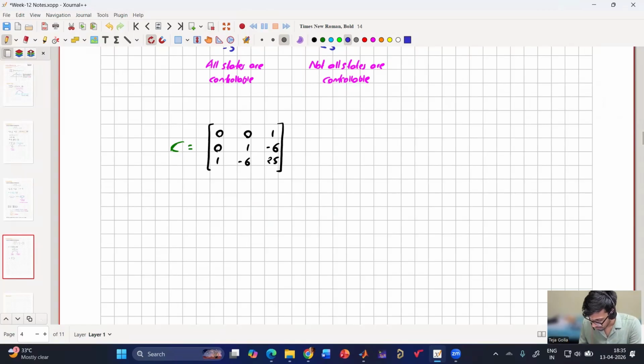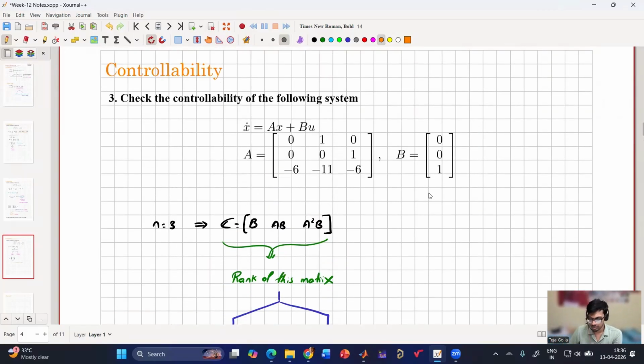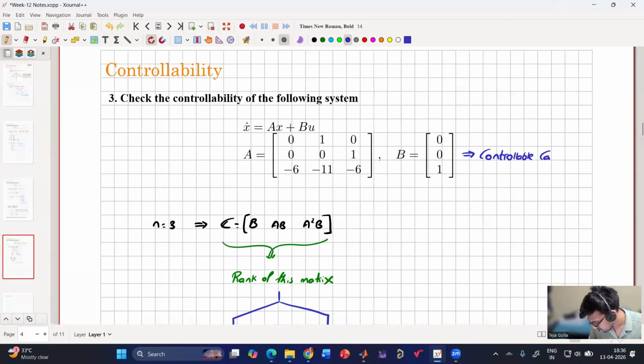Okay, and we have seen the rank is equal to 3, which is maximum. So the system is controllable. All states are controllable. And if you notice, this is controllable canonical form. If you might have noticed, it is good, else just take a note. So it is controllable canonical form.